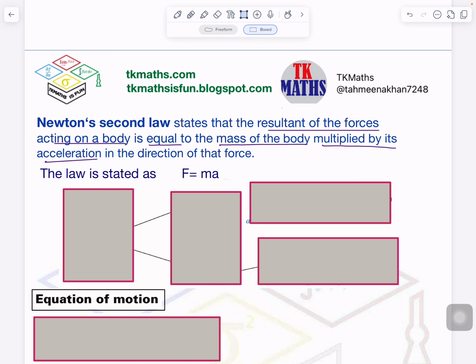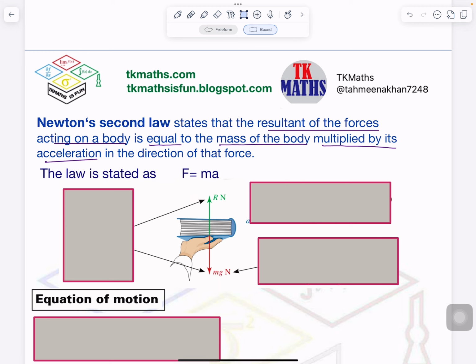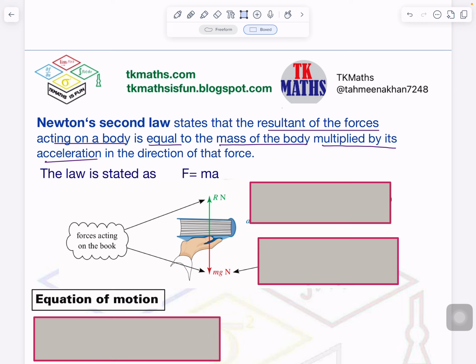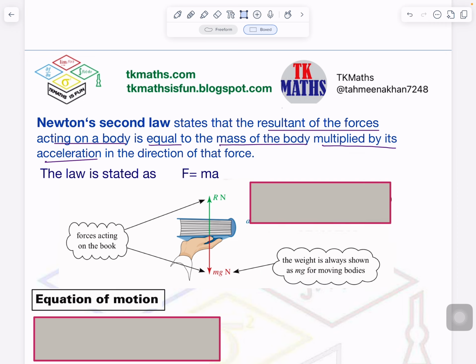Now let's see here. Suppose this is a book on your hand, and if it is at rest, then R is equal to mg. You can hold any book on your hand, and if it is still there, it means R equals mg. R is the reaction force which your hand is applying on the book, and mg is the weight of the book. So weight is always shown with mg, in Newtons.